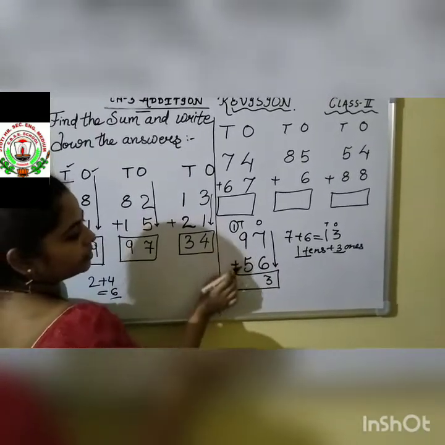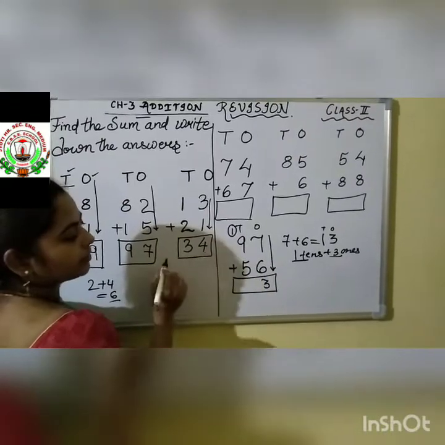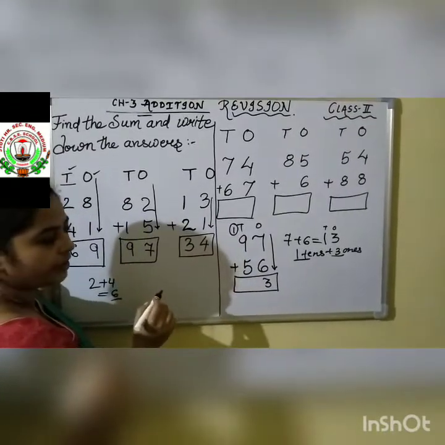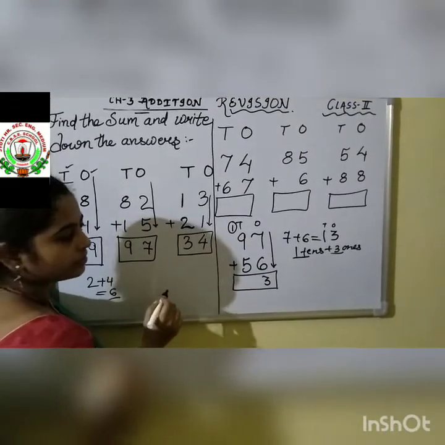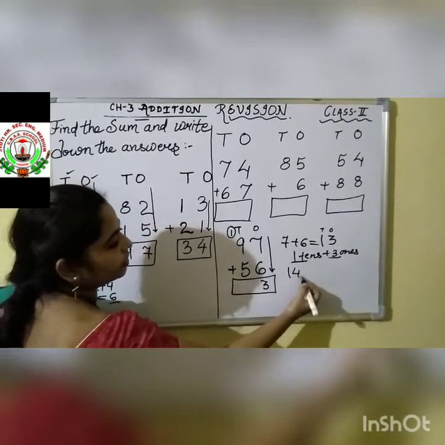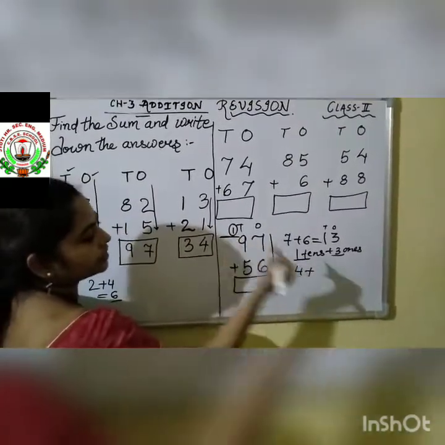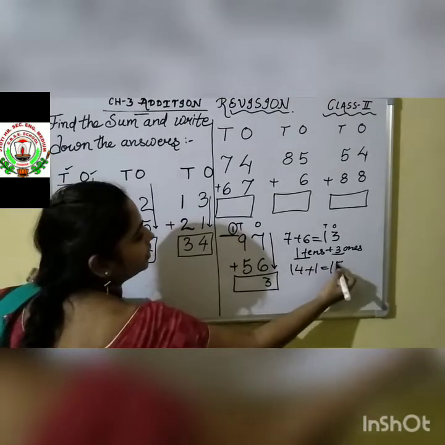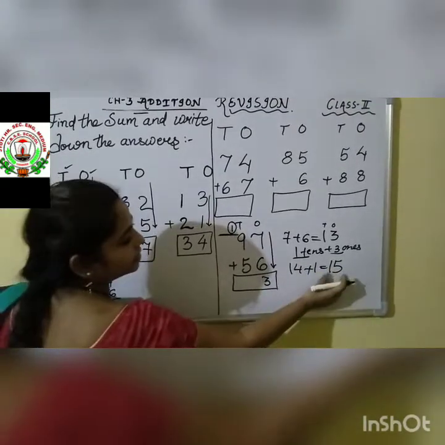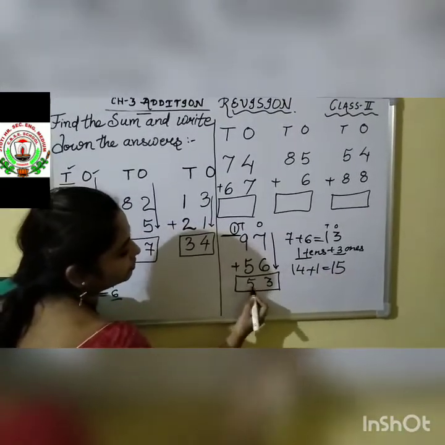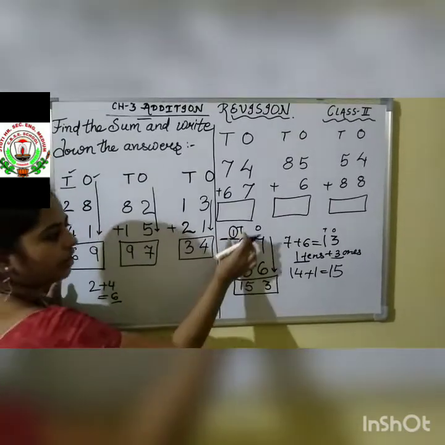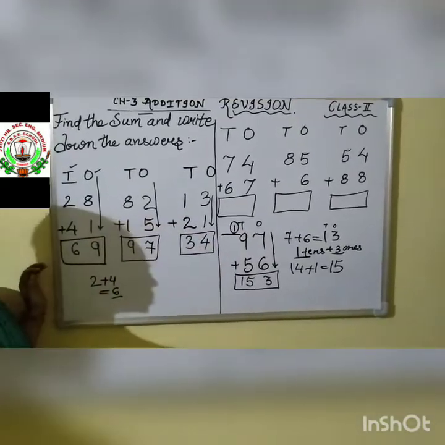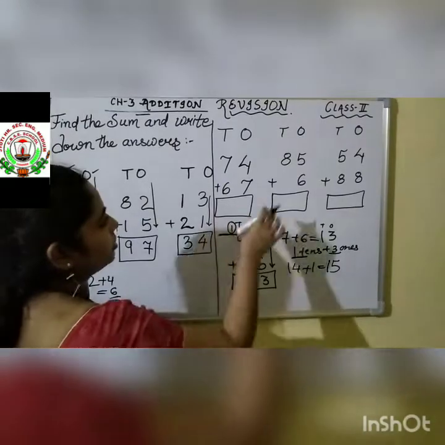Then 9 plus 5. 9 plus 5, children. 14. Yes or no? 14. So to this 14 we are already having 1 as carry. So we will write down 15. Okay. Our answer comes 15. We will write down 15 here like this under the tens column. So children, understood? Let us do the questions here.